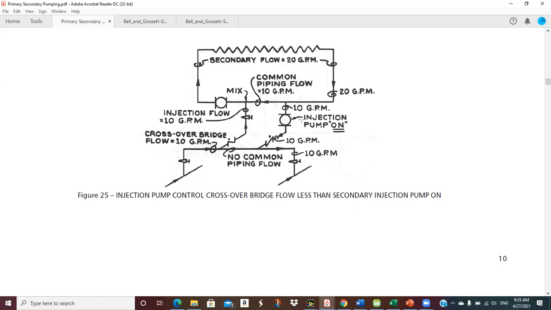And so when the injection pump is on, I've got my 10 GPM of primary coming in. I've got my 10 GPM of return water from the secondary that's coming through the common pipe backwards to the mixing point, or towards the pump, I should say. It mixes here. And so the temperature of that mixed water, if I'm 10 GPM and 10 GPM, is going to be just the arithmetic mean, pretty close.